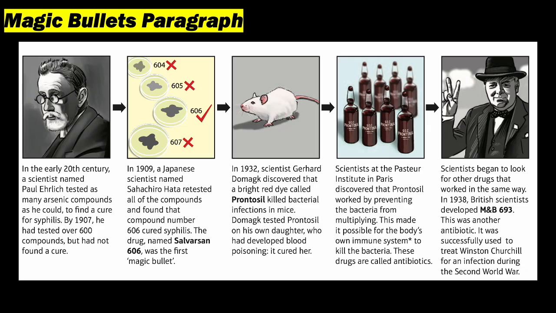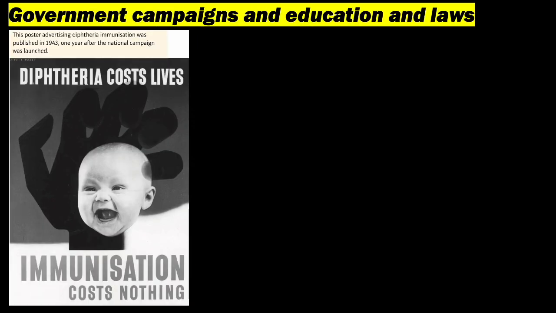So you can pause the video here, have a little reminder of the first 2 magic bullets, Salvarsan 606 and Prontazil. And then there's a third little example there during World War II, but we've got plenty there, haven't we, with penicillin, Salvarsan and Prontazil. Okay, so when you're ready, just press play and carry on with the video.